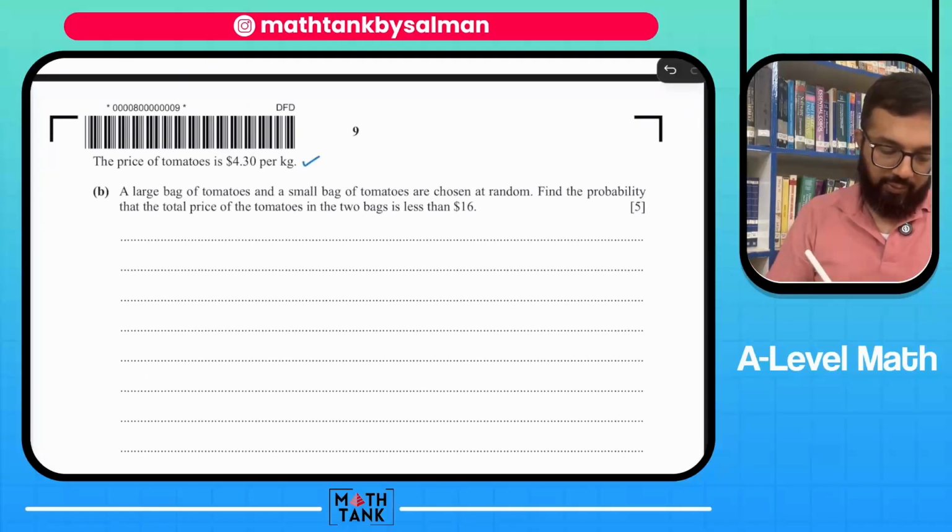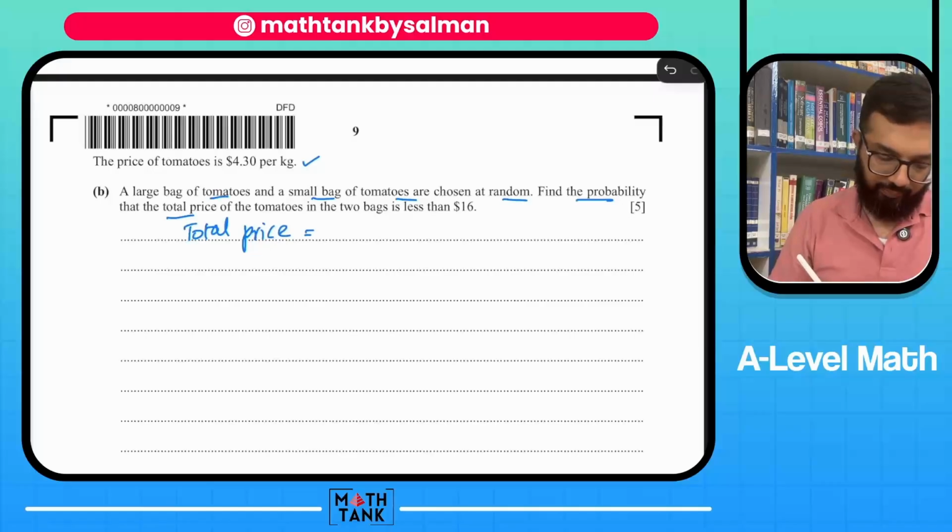The price of tomatoes is 4.3. A large bag of tomatoes and a small bag of tomatoes are chosen at random. Find the probability that the total price in the two bags is less than 16.